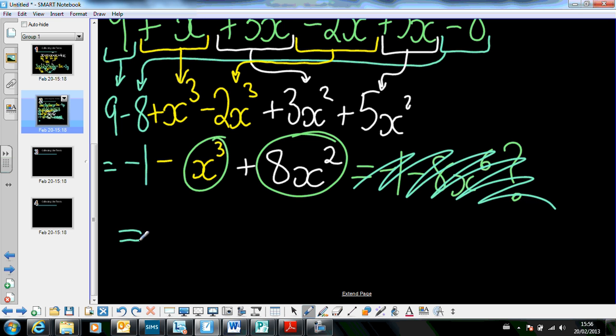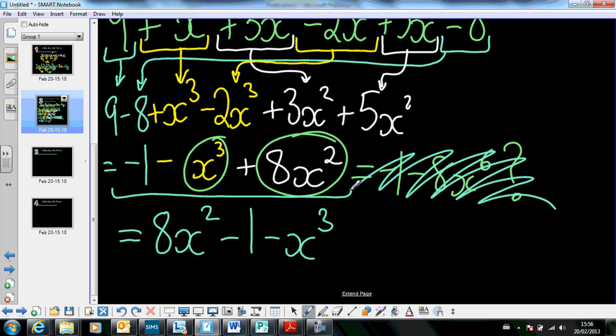So I might want to start with a positive. 8x squared minus 1 minus x cubed. Well, there's nothing wrong with the expression above. They're identical. Okay, I think that's probably about that.